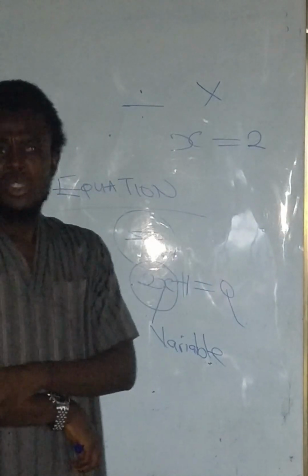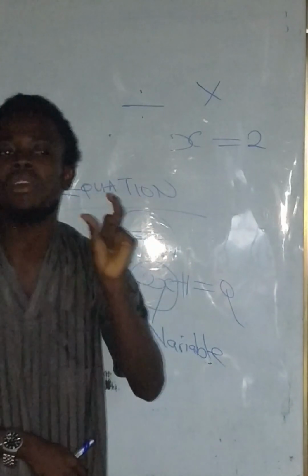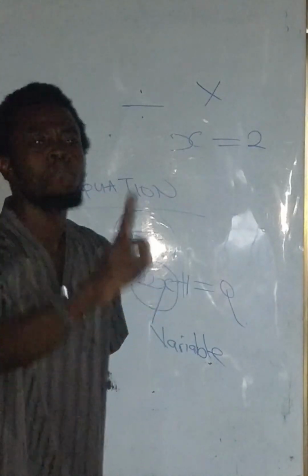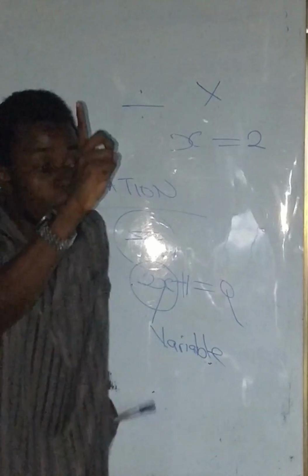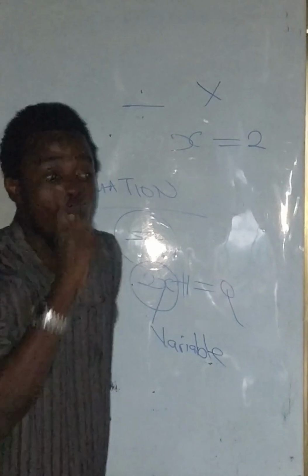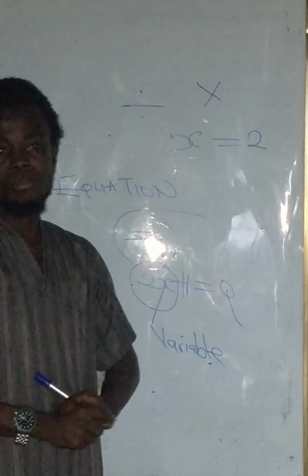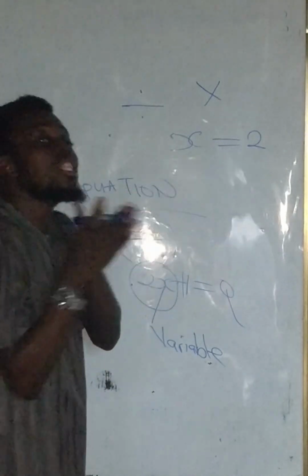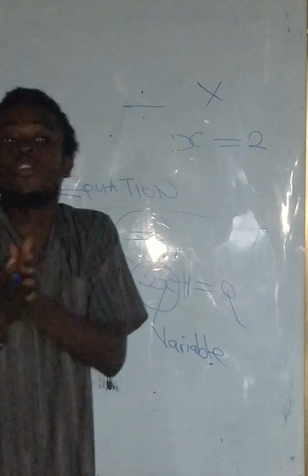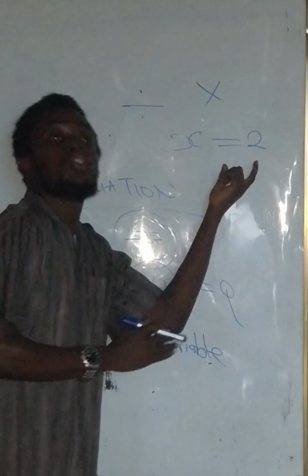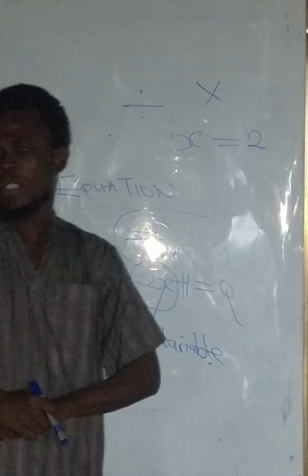Are we okay, sir? Yes. So whenever you are asked to find a variable, you know what that means? It means that variable, that symbol, must stand alone, right? That means it must have a coefficient of 1. In this case, we have a coefficient here, but this coefficient is 1, right? So this means that we have gotten our variable, which is 2. That's the value of this particular variable.